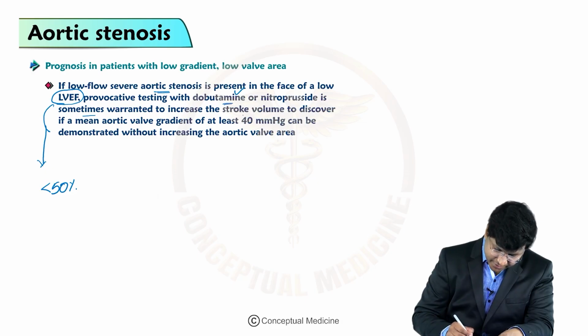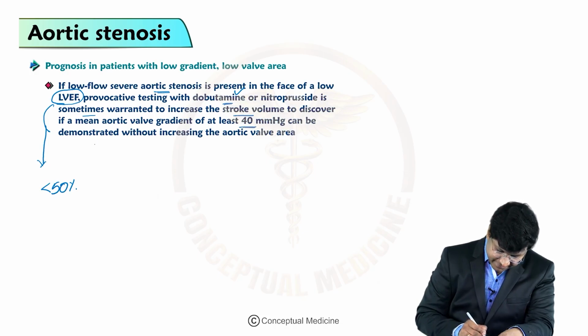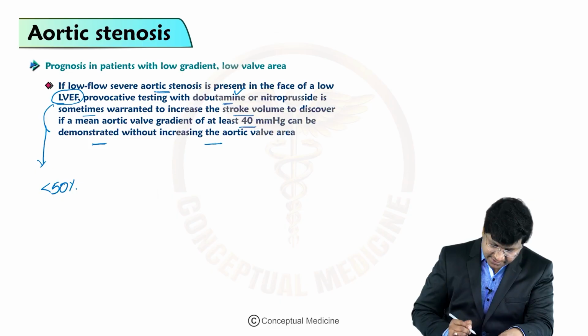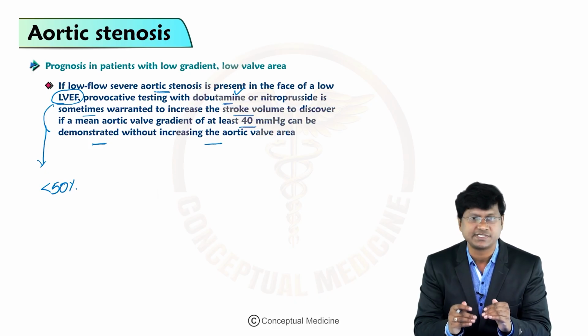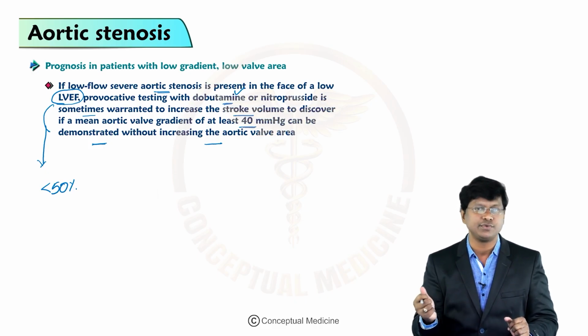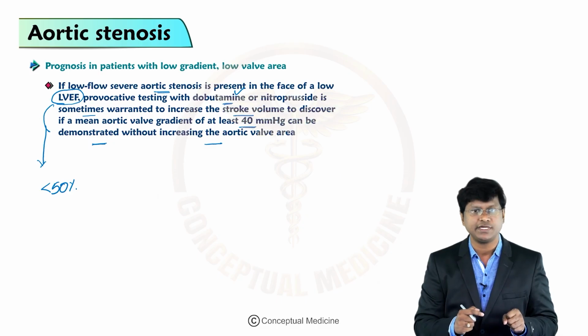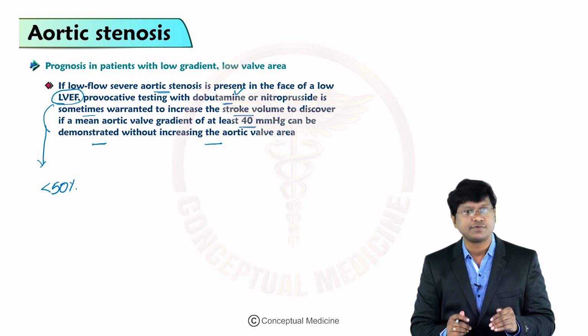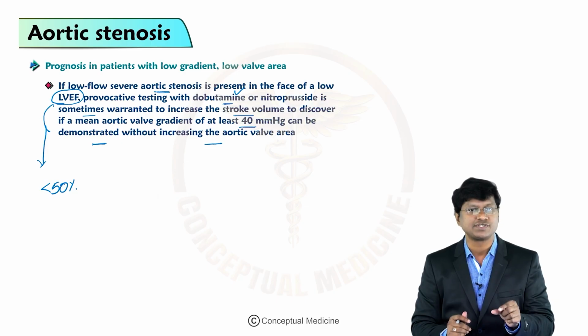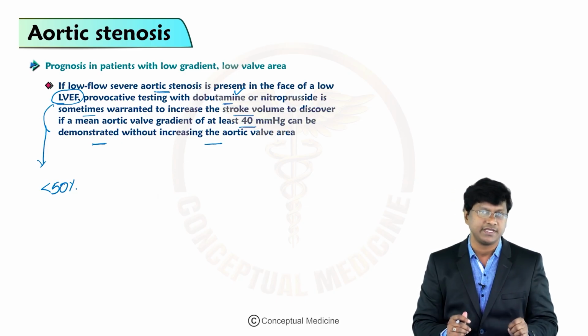It is sometimes warranted to increase the stroke volume to discover if the mean aortic valve gradient of less than 40 millimeters of mercury can be demonstrated without increase in the aortic valve area. So what is this dobutamine stress testing? When we are doing the 2D echo, we inject the dobutamine into the individual and then we will measure the gradient, right? And what is the purpose of this dobutamine stress testing? That is mainly to discover if the mean gradient of at least 40 millimeters of mercury can be demonstrated without increase in the aortic valve area.